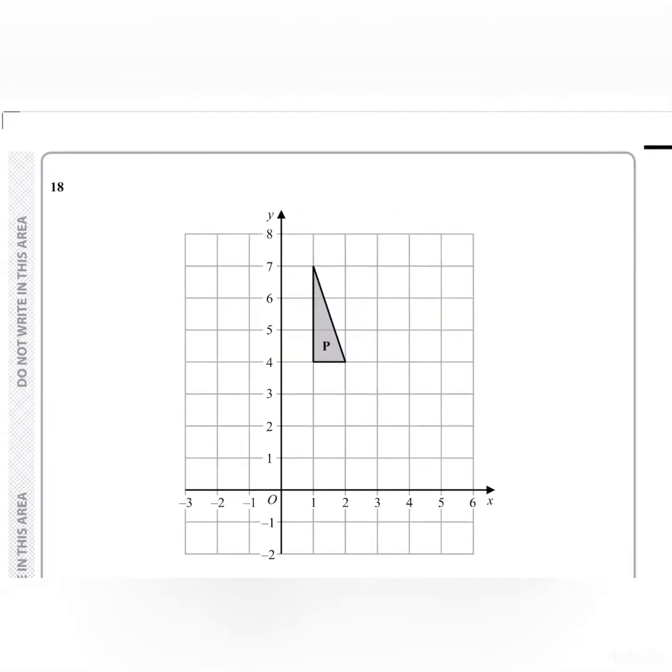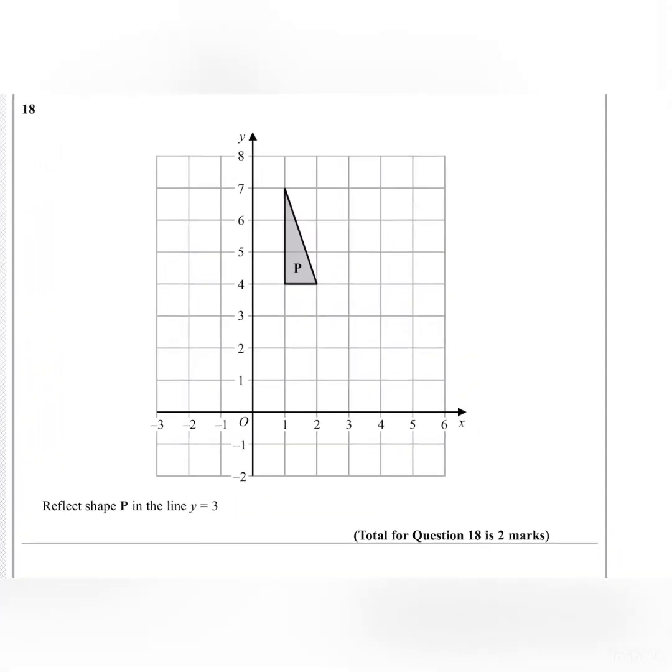Okay, so moving on to question number 18, it says reflect shape P in the line y equals 3. Okay, so where is y equals 3? Now, if you look at this line here, every coordinate on it has y equal to 3. For example, this point here would be negative 3 and 3, negative 2 and 3, and then 0 and 3, and so on. It is this line here.